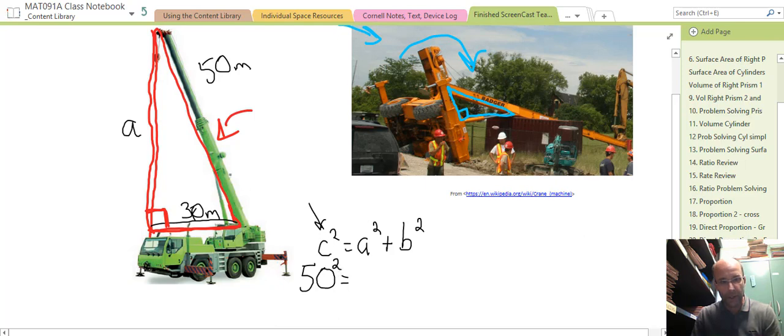But we don't have A, so we still have to write in A squared. But we do have B. If we say this one's B, B's 30, so therefore B squared would be 30 squared.